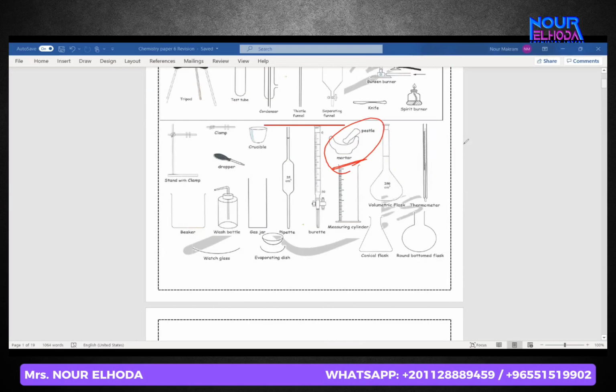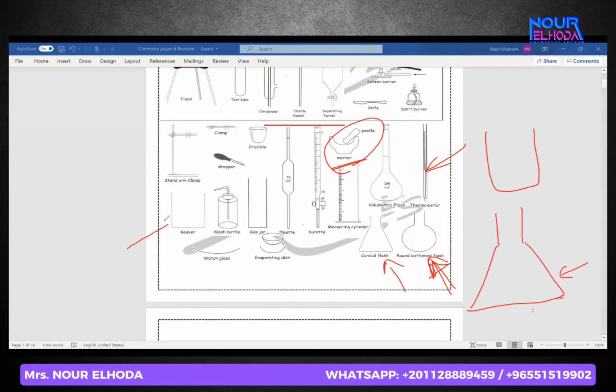Next, thermometer. I usually use it to measure the temperature. Flasks. This is a conical flask. Oh, please don't say this is a beaker. This is a fatal mistake. This is a flask. A beaker looks like that. This is a conical flask. Or this is a round bottom flask, it looks rounded from the bottom.